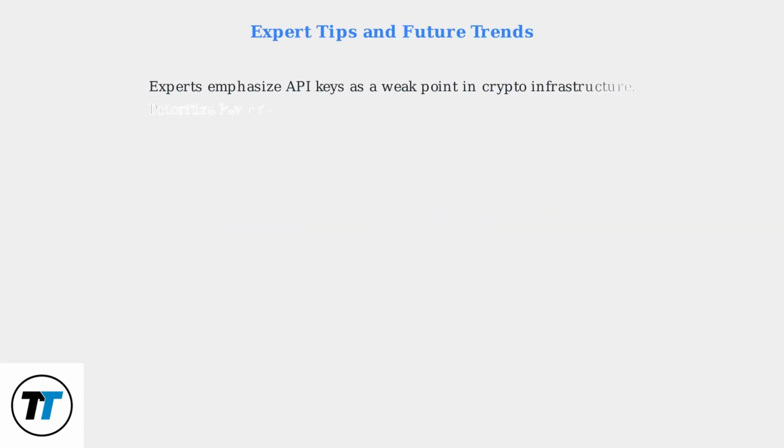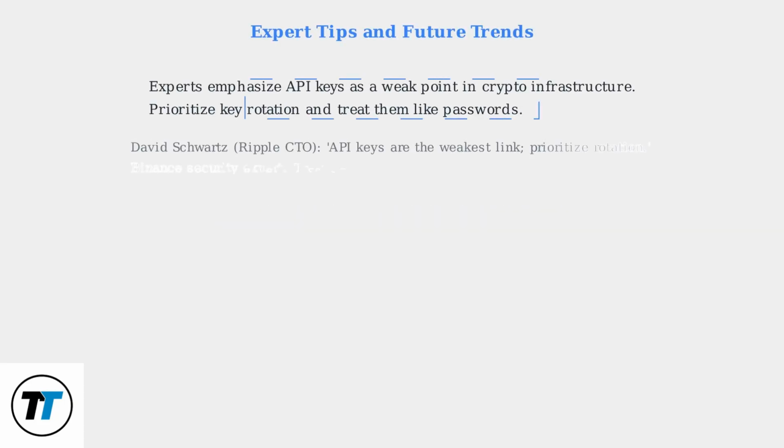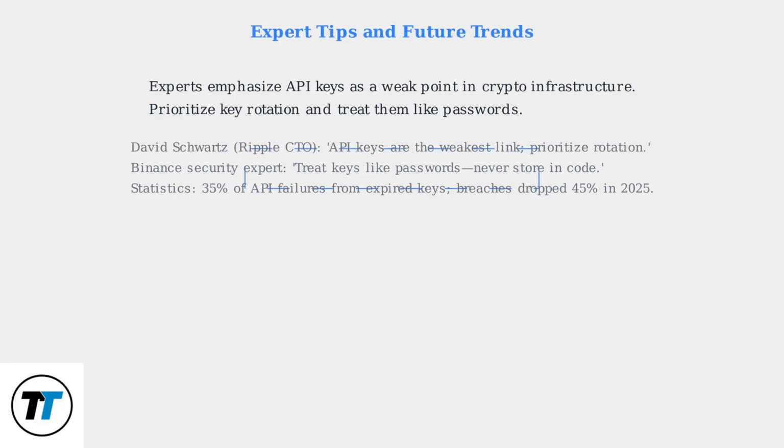Experts from the crypto space emphasize that API keys represent a significant weak point in cryptocurrency infrastructure. David Schwartz, CTO of Ripple, states that API keys are the weakest link, and developers must prioritize key rotation. Similarly, a former Binance security expert advises treating API keys like passwords. Never store them in code.